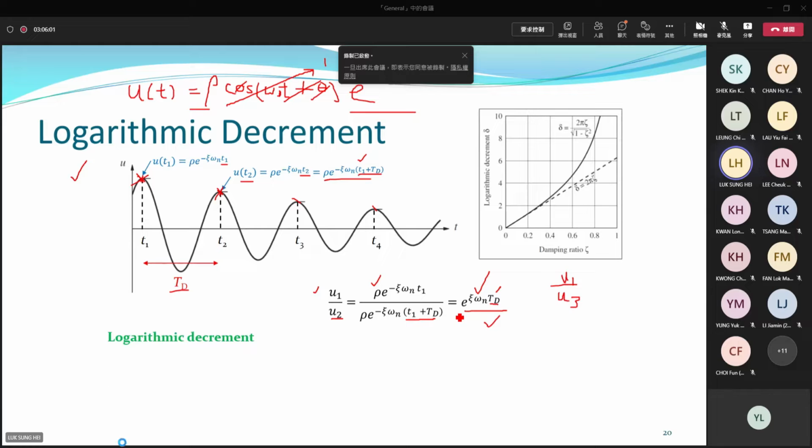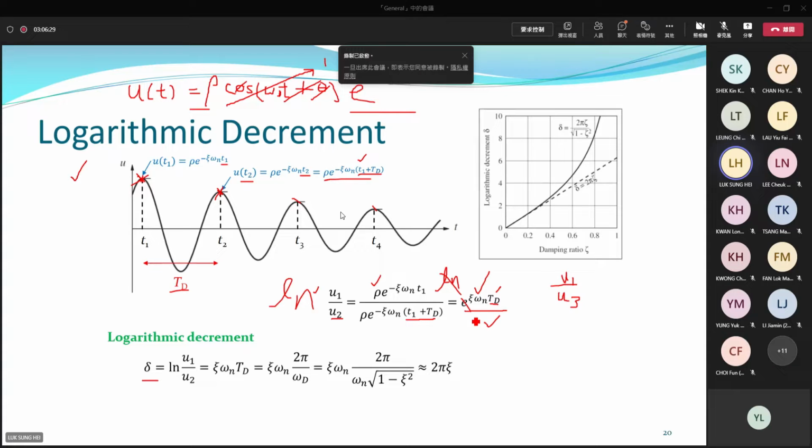Logarithmic decrement. We take the natural log on both sides of this equation. We give it one symbol, although it's not very important: delta. Delta means the logarithm of two vibration amplitudes, natural log of U1 over U2. The natural log and the exponential function cancel each other out, so on the right-hand side only this exponent remains.